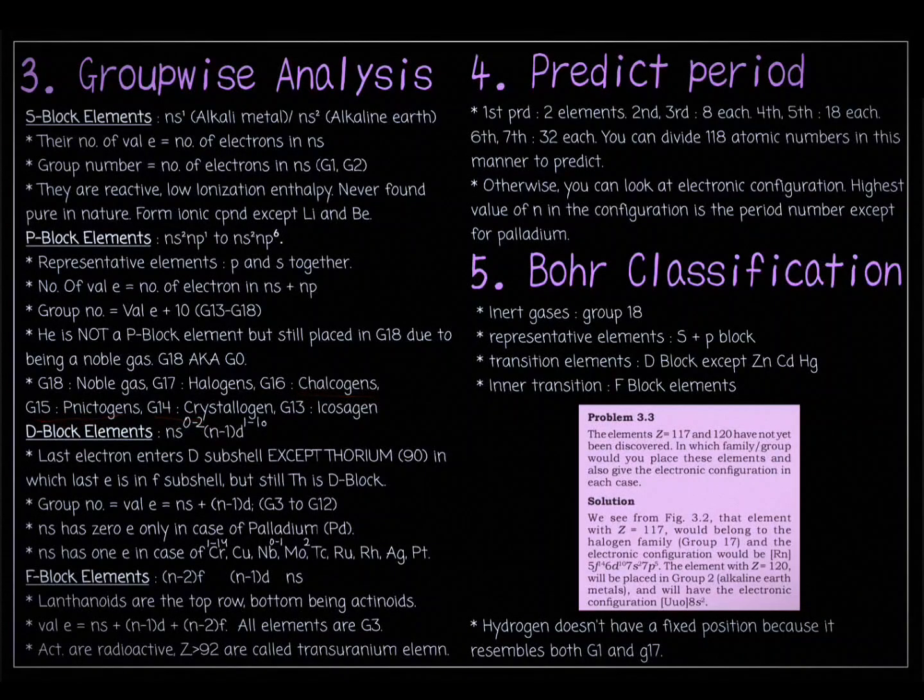Now D block elements, their general configuration is ns, this can be 0 to 2, and (n minus 1)d. Basically, it will be like 4s 3d, right? So the D subshell can have 1 to 10 electrons. The last electron enters D subshell, except for thorium, in which the last electron is in F subshell. But still we consider thorium a D block element.